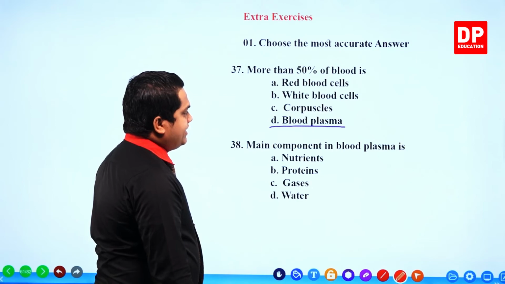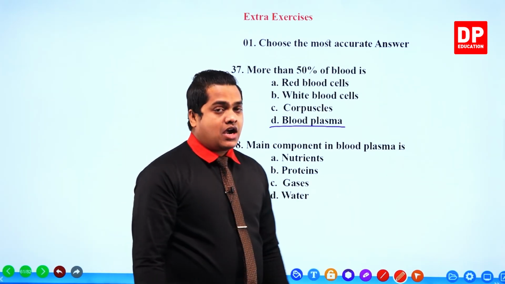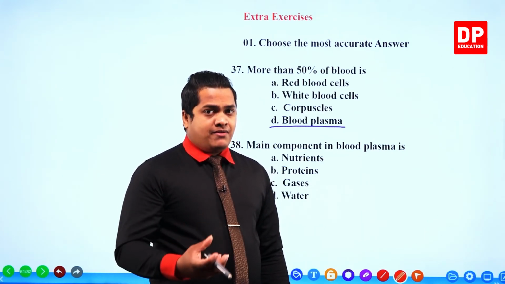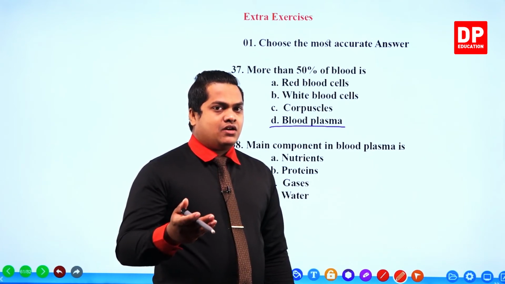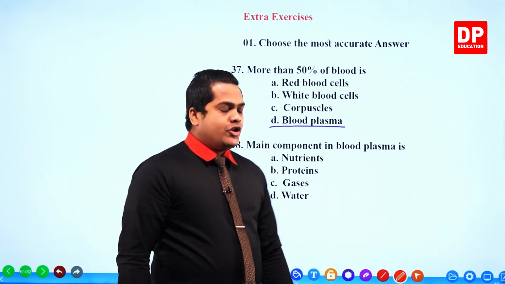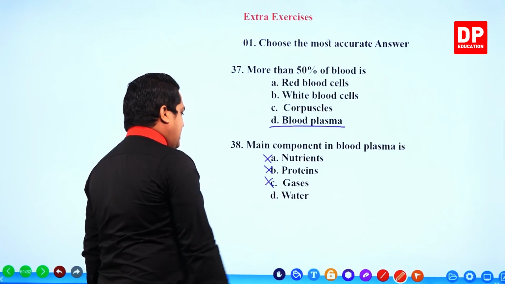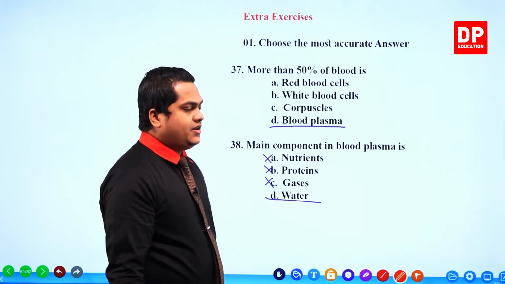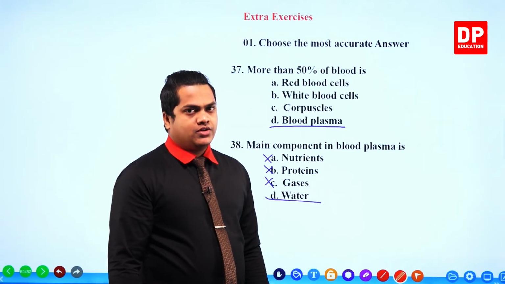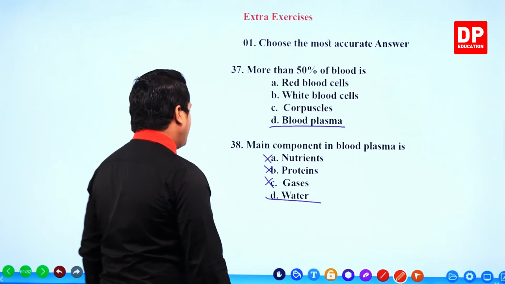Main component in blood plasma. I told you that more than 90% of blood plasma is water, my dear children. Not nutrients, not proteins, not any other gases, but water is the main component contained within blood plasma. Right.